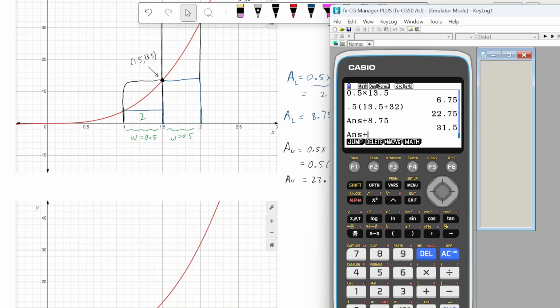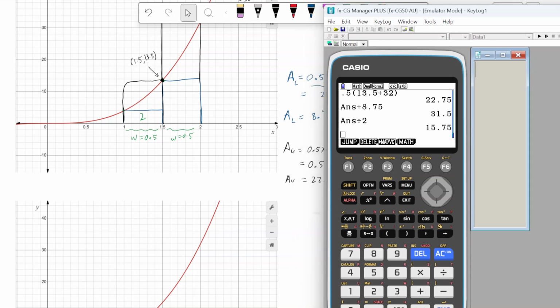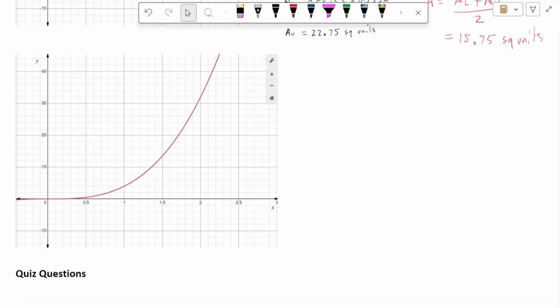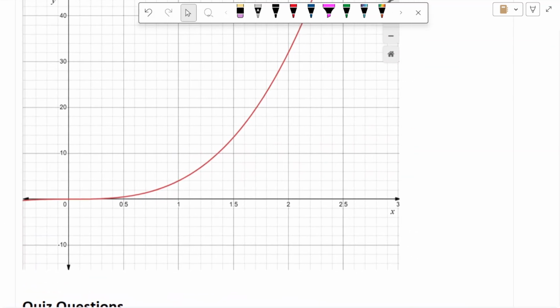There we go, and halve it, so we get 15.75. That's our best guess of the area so far, 15.75 square units. Okay, now let's do it with 4 rectangles. I'll do this one just a little bit quicker, but basically 4 rectangles is going to look like this. We're going to split the region into 4 equal parts.